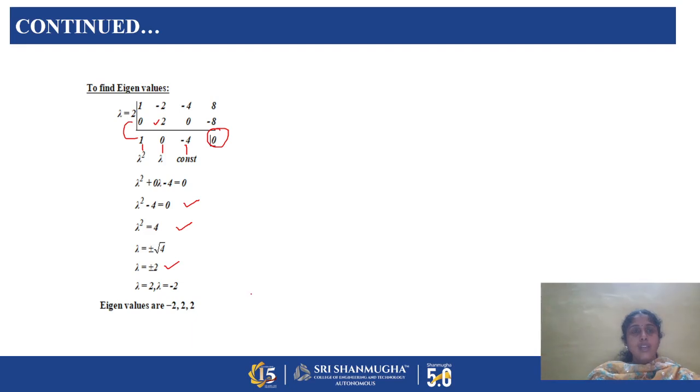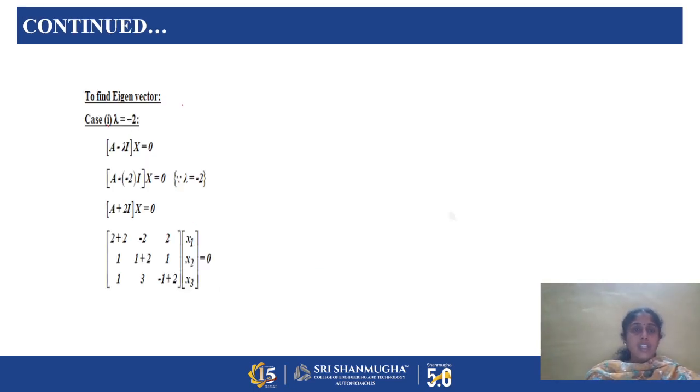So now what are the eigenvalues? One eigenvalue is lambda equal to 2, and the remaining two values are 2 and -2. So here when I observe, the eigenvalues are repeated. This is what we are going to see as the difference. Here the eigenvalue 2 is repeated. So to find the eigenvector, first I will choose the non-repeated eigenvalue lambda equal to -2.